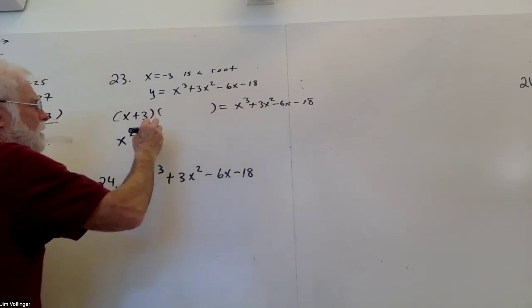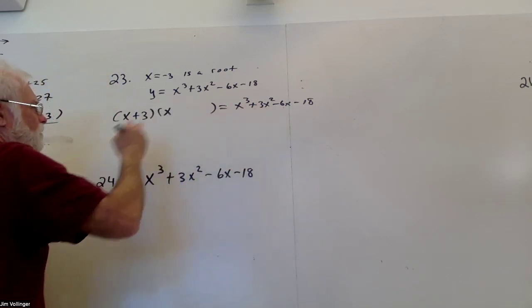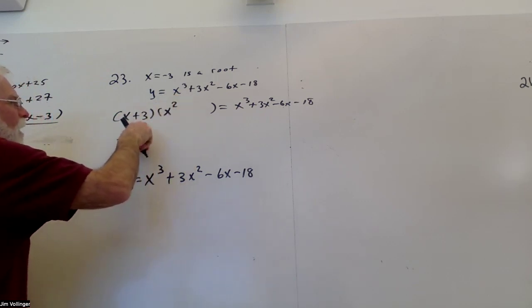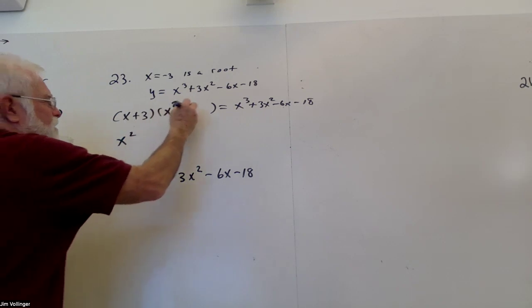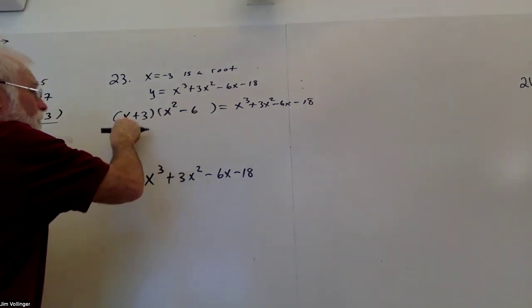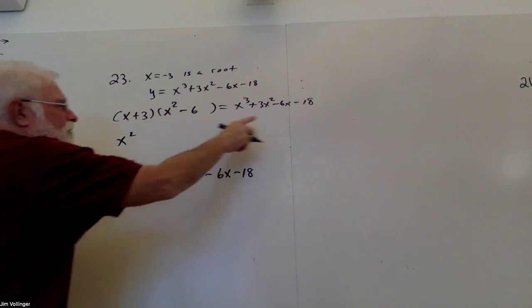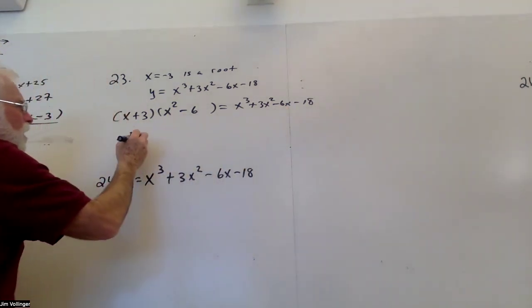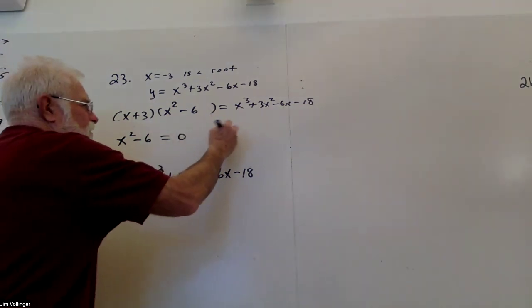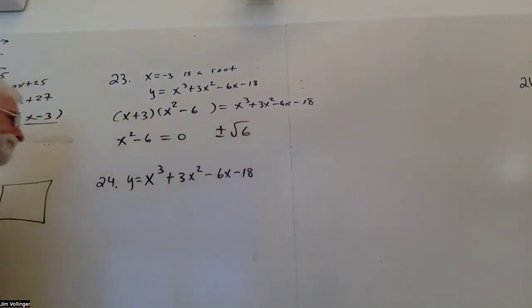Did I even put the x here? I didn't even put the x there, did I? So x squared, excuse me. So now I need minus 6x, so x squared minus 6. And that gets me the minus 6x I need, and it also gets me minus 18. So x squared minus 6 equals 0 is going to get me the other roots. Then we can see plus minus square root of 6.